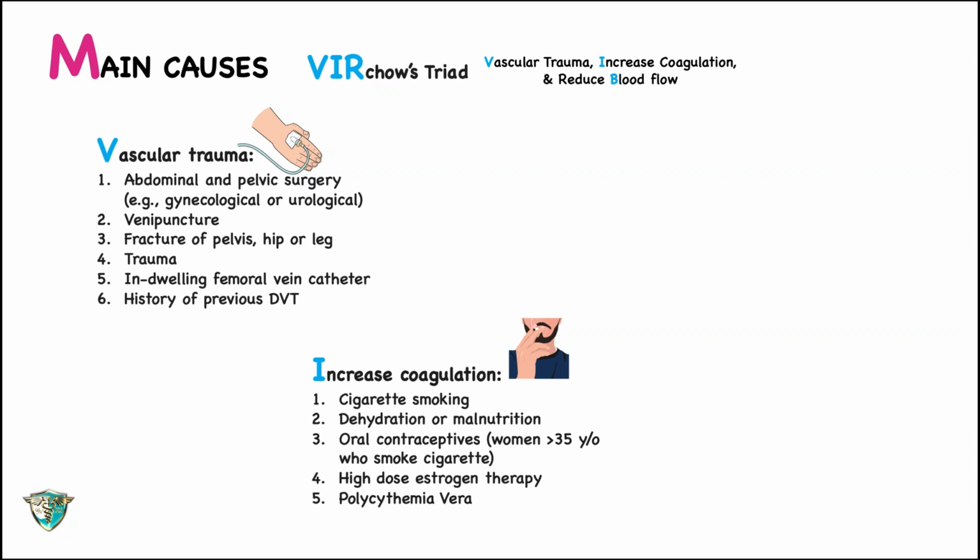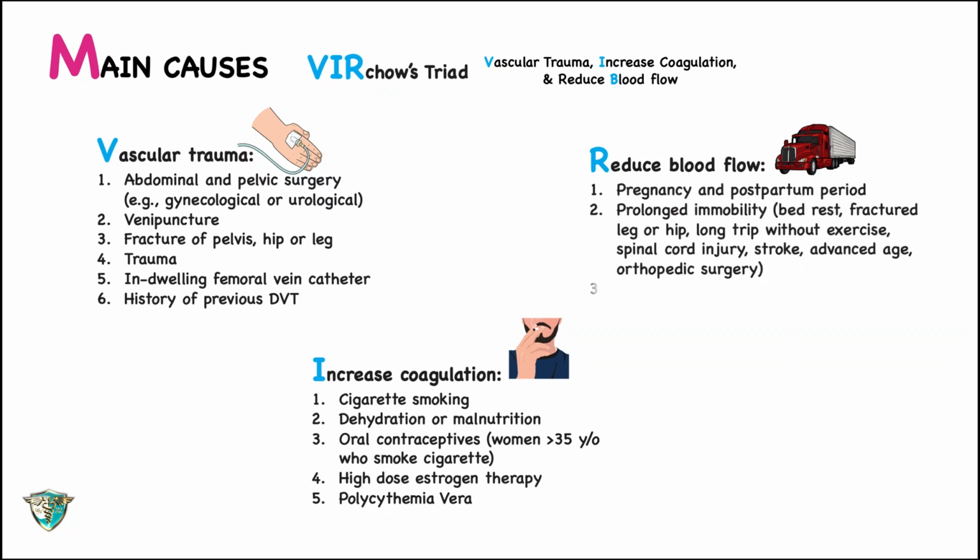Potential causes of increased coagulation include cigarette smoking, dehydration or malnutrition, oral contraceptives, particularly prevalent in women over 35 years old who smoke cigarettes, high-dose estrogen therapy, and polycythemia vera. Factors contributing to reduced blood flow encompass pregnancy and the postpartum period, prolonged immobility such as bed rest or due to a fractured leg or hip, long trips without exercise, spinal cord injury, stroke, advanced age, and orthopedic surgery. Additionally, obesity, varicose veins, atrial fibrillation, and congestive heart failure can all diminish blood flow.